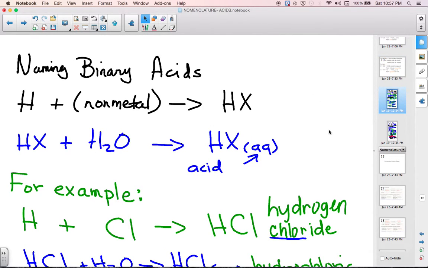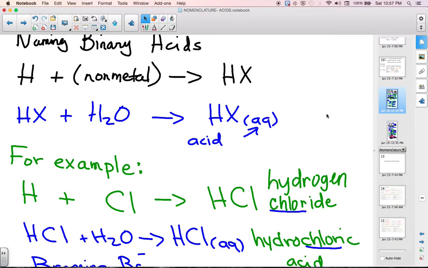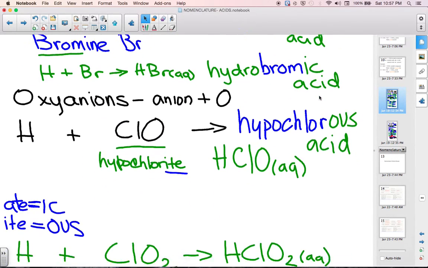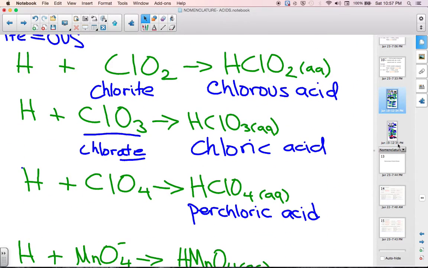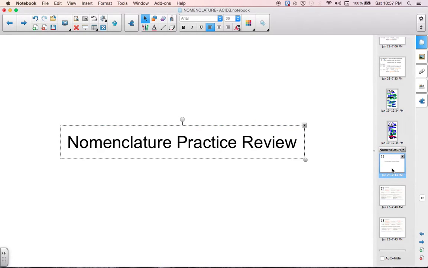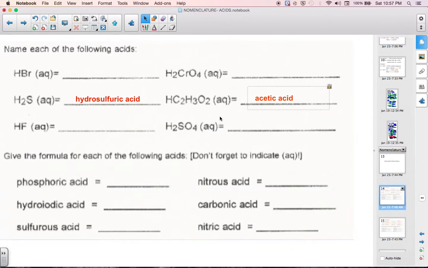Here is just a quick view of the notes that we took in class. Okay. Let's try some practice problems on this acid nomenclature. I have done the first two.